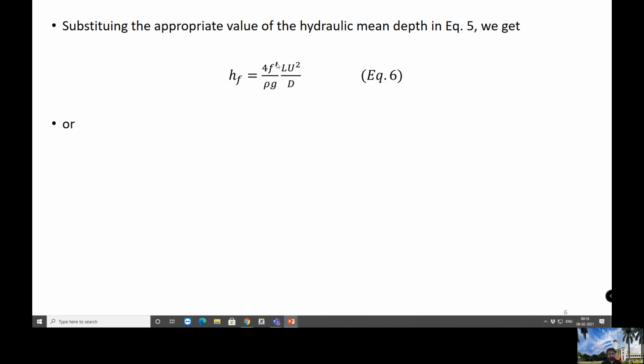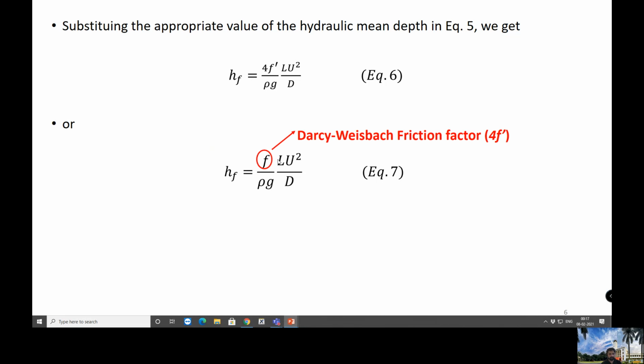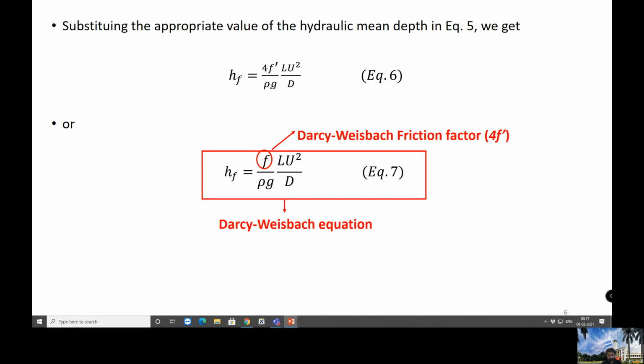We can also write 4F dash is equal to F, and this F is nothing but the Darcy-Weisbach friction factor. So this 4F dash is written as F, and this equation is called the Darcy-Weisbach equation. This equation is actually valid for both laminar and turbulent flow. In the present experiment, this is what we are going to use.